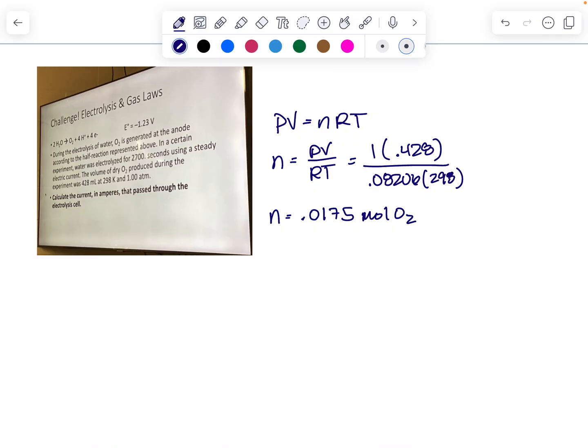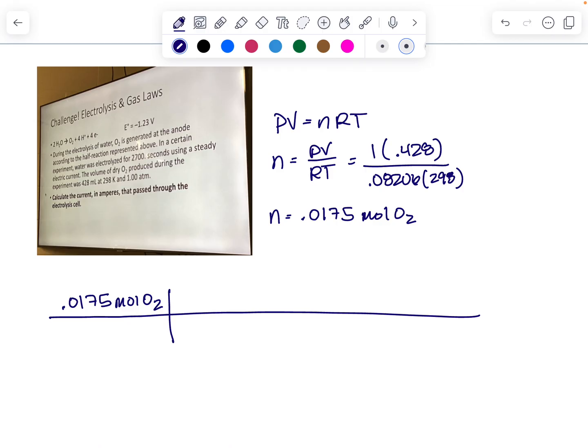Okay, so now we can use that to do dimensional analysis to get to current. Would it be 0.0175 moles of O2? So we'll start there. Now we need to go to moles of electrons. How many moles of electrons per mole of O2 from our half reaction? 4. A lot of electrons. So 1 mole of O2 is 4 moles of electrons.